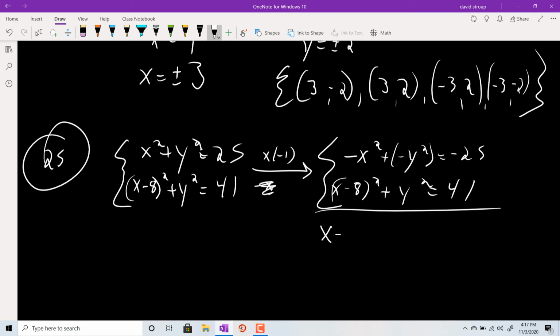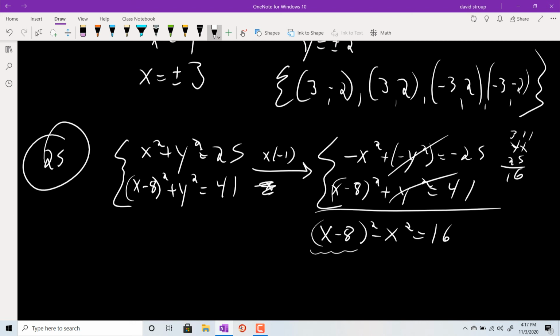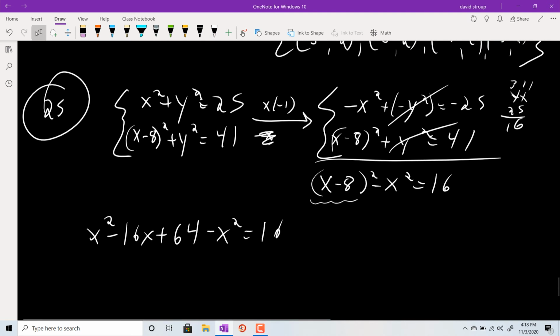So we get x minus 8 squared minus x squared. The y squares go away. 41 minus 25. I'm going to have to do that. I can't do it in my head for some weird reason. 16. Okay. I'm going to FOIL out this dude. So I'll have x squared minus 16x plus 64 minus x squared equals 16. That'll be negative 16x. I'm going to have to subtract the 16 over. Again, I can't do that in my head for some reason. 48. So plus 48 equals 0.